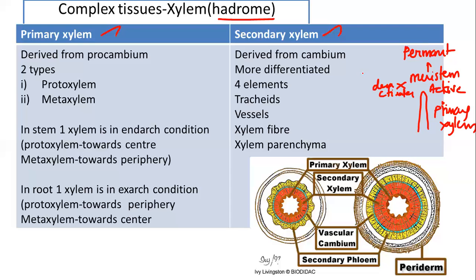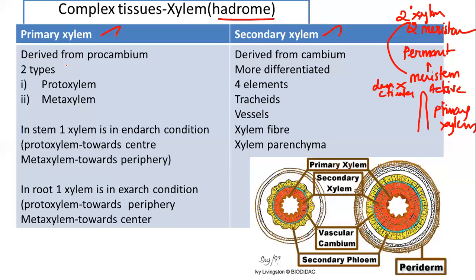Once this permanent tissue has done its work, the meristematic cells will again become active. By that time they become secondary meristematic cells, and we will be getting secondary xylem. So first meristem, then permanent tissue, and after the secondary meristem, secondary permanent tissue. With primary meristem we have primary xylem, and with secondary meristem we have secondary xylem.